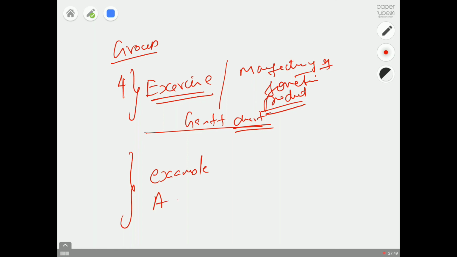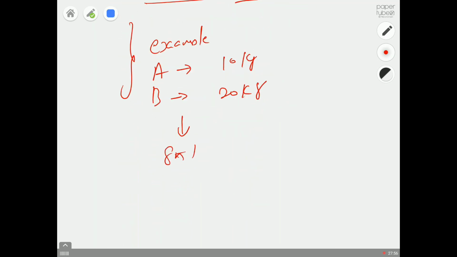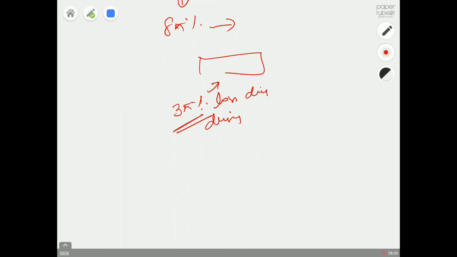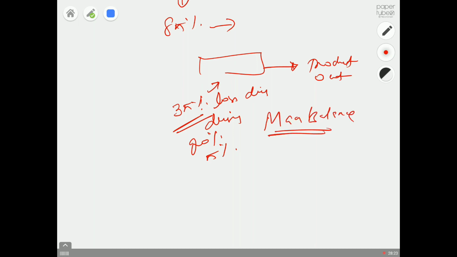You have to assume some mass for A, some mass for B, say 10 kg, 20 kg, and then you filter say 85 percent of all the products. Just assume that during filtration, instead of 35 percent loss during drying, you can assume 20 percent or 5 percent, why not. Then you take the product out, perform a mass balance operation, and report a Gantt chart.